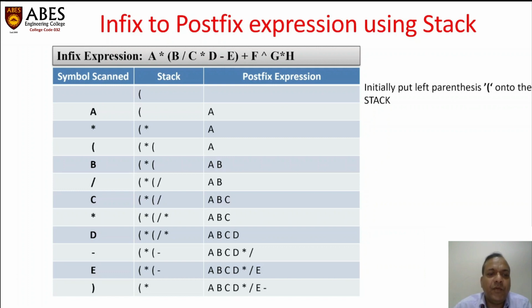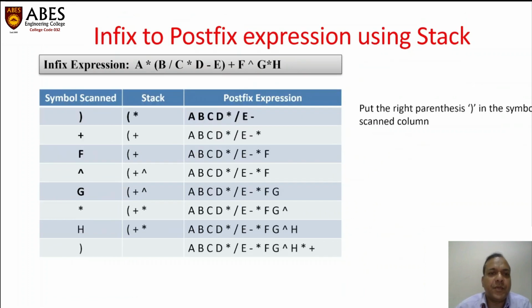And then we push minus sign onto the stack at the top. Then E occurred, E will be written in the postfix expression. Then right parenthesis occur. So when right parenthesis occur, then all those symbols one by one will be popped from the top until some left parenthesis occur. So minus will be popped and put into the postfix expression.